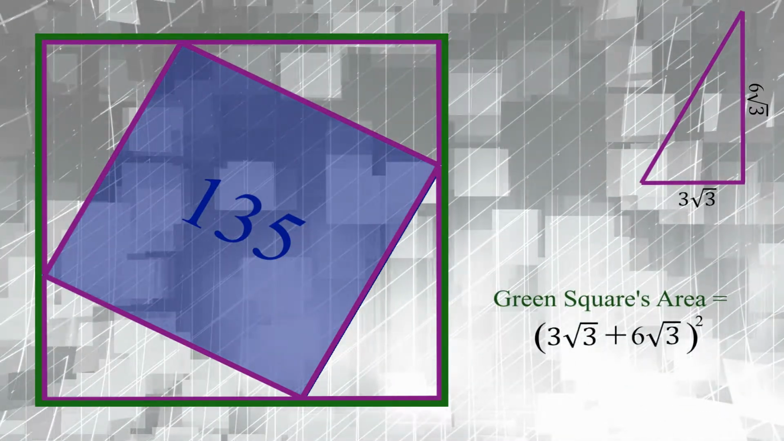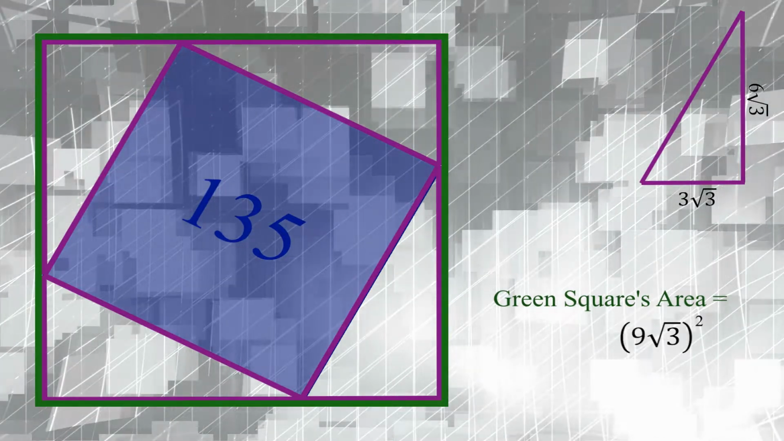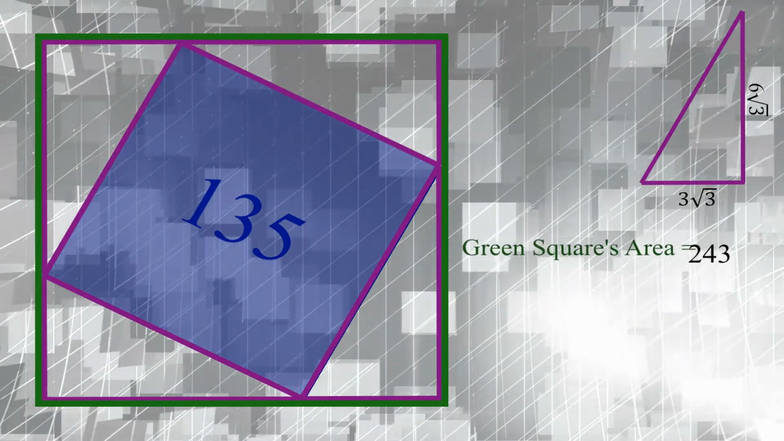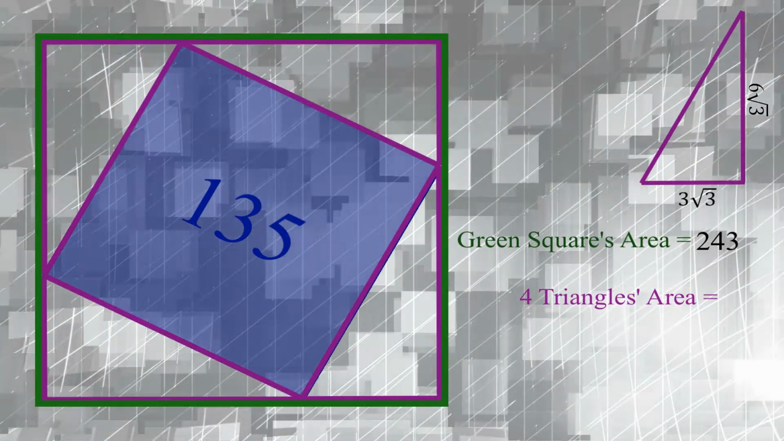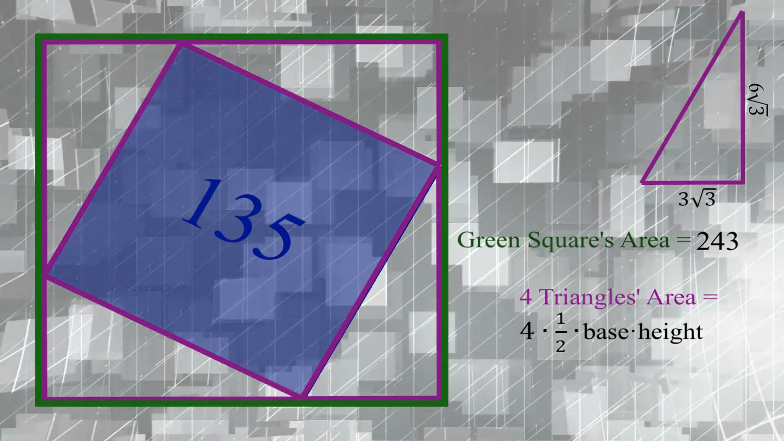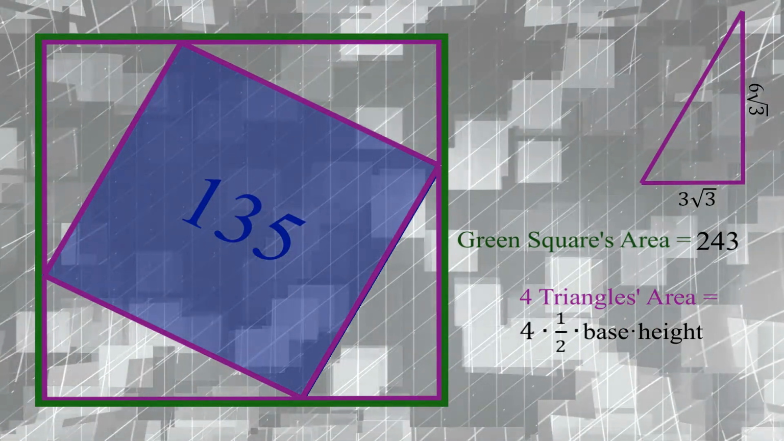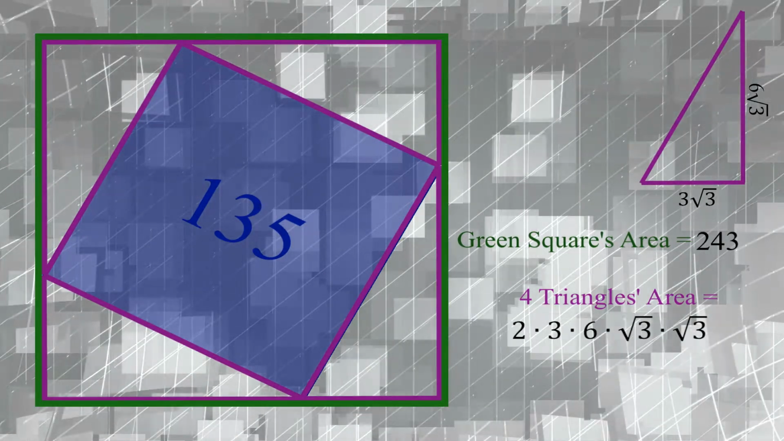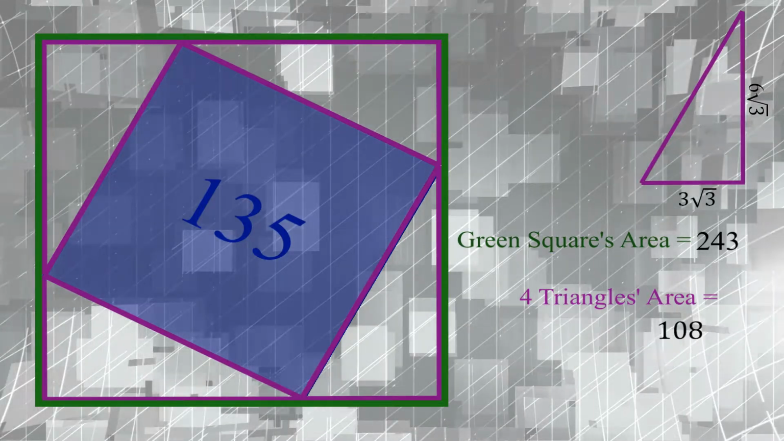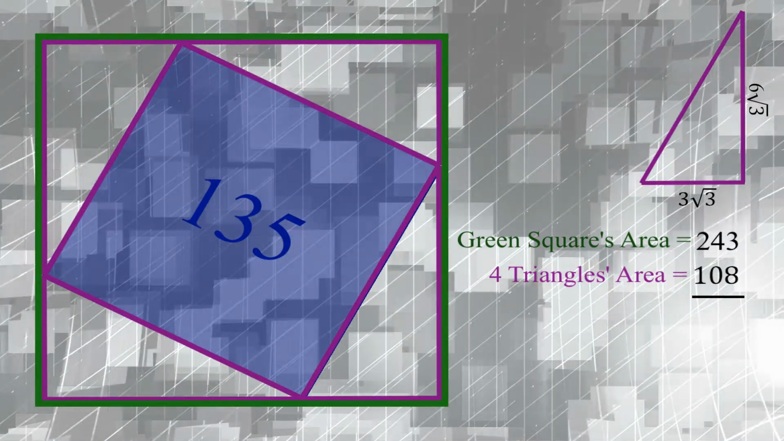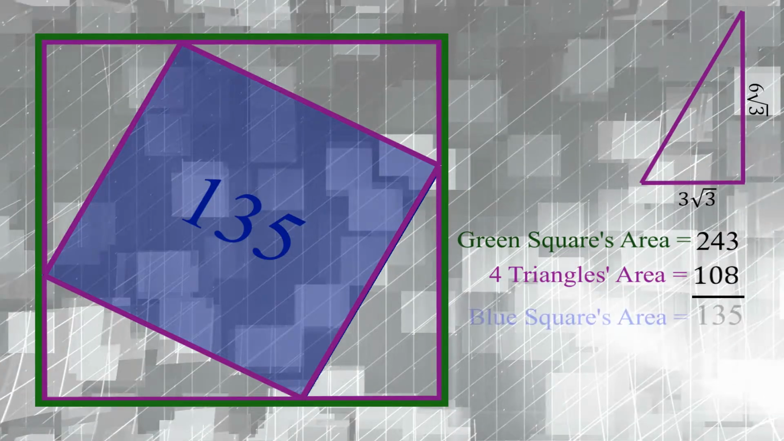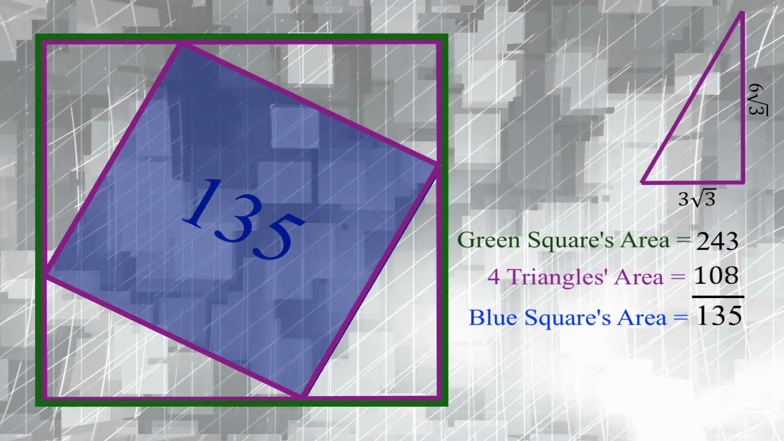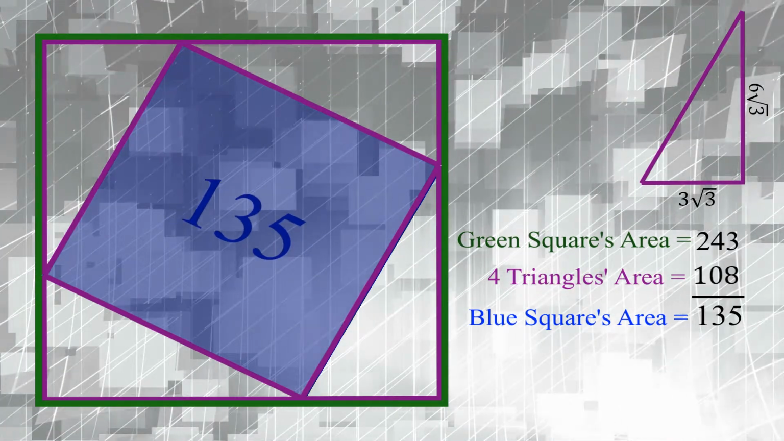3 root 3 plus 6 root 3 is just 9 root 3, and 9 root 3 squared is just 81 times 3, or 243. To figure out the area of the 4 triangles, we'll just use our half the base times the height formula, noting that since we have a right triangle, the base and the height are just the length of the legs. It's easy enough to calculate the area of these 4 triangles to be 108, and when we subtract that area from the area of the green square, we're left with the area of the blue square, which we see again is 135. Same answer we got before, but this time without ever calculating the length of a side of the blue square.